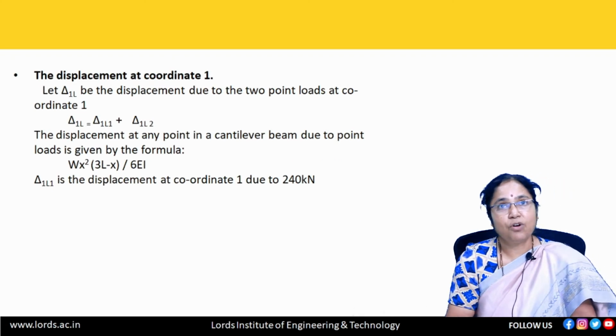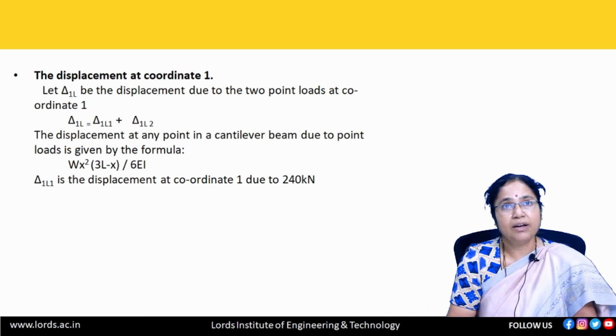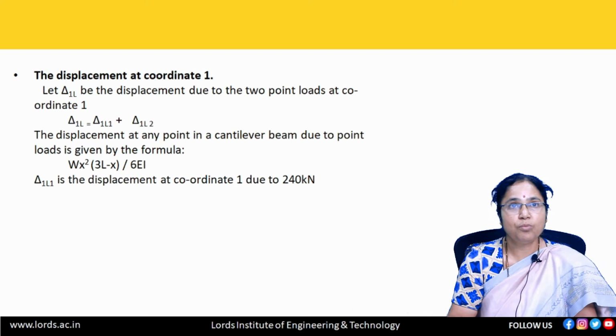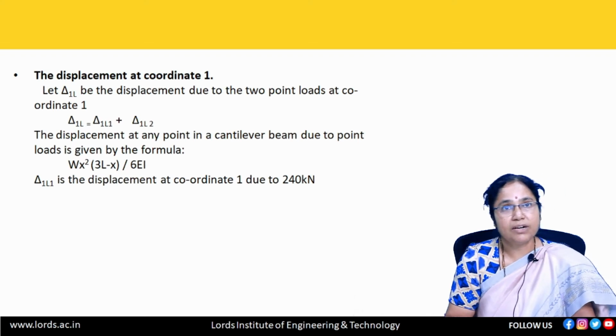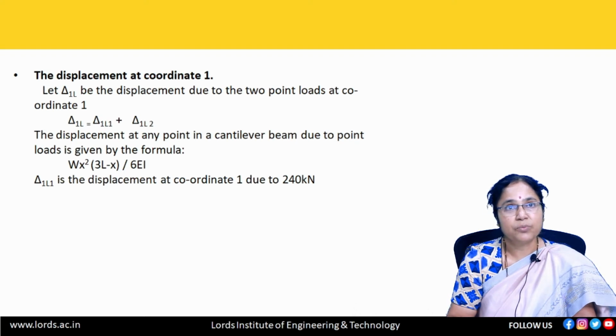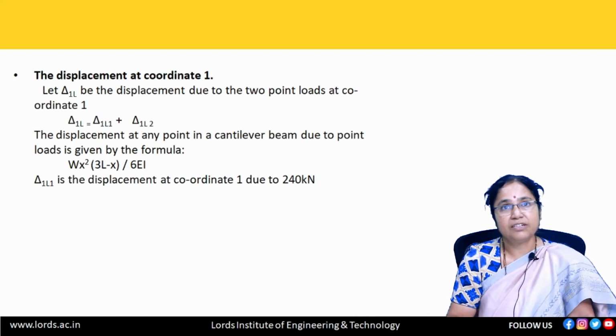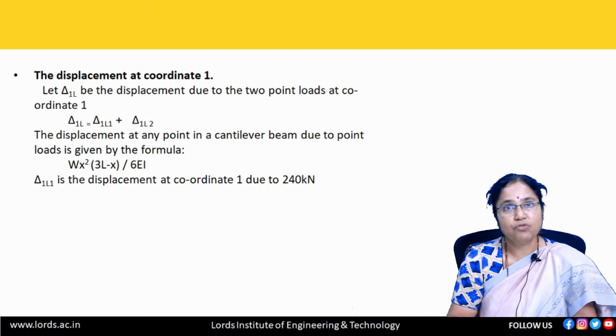The displacement at coordinate 1 is delta 1L. Let delta 1L be the displacement due to the 2 point loads at coordinate 1. So delta 1L equal to delta 1L1 plus delta 1L2. The displacement at any point in a cantilever beam due to the point loads is given by the formula W x square into (3L minus x) by 6EI. Delta 1L1 is the displacement at coordinate 1 due to 240 kilonewtons.